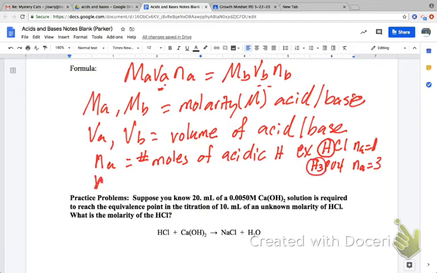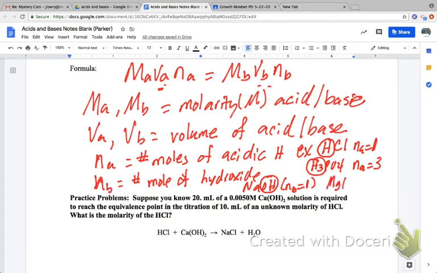And then my Nb is going to be the number of moles of hydroxide. So if I have NaOH, sodium hydroxide, then my Nb would be equal to 1, because I only have 1 hydroxide. If I have Mg(OH)2, magnesium hydroxide, then my Nb would be equal to 2, because I have 2 hydroxides.